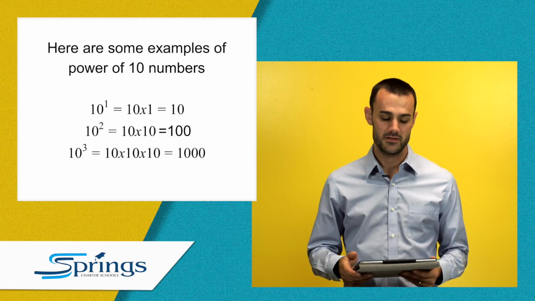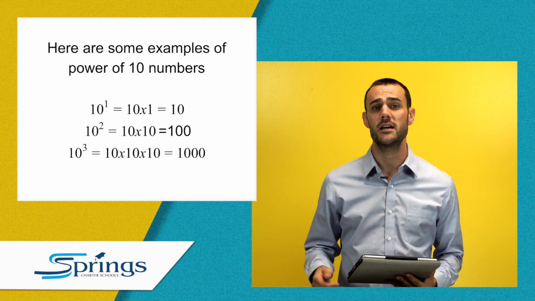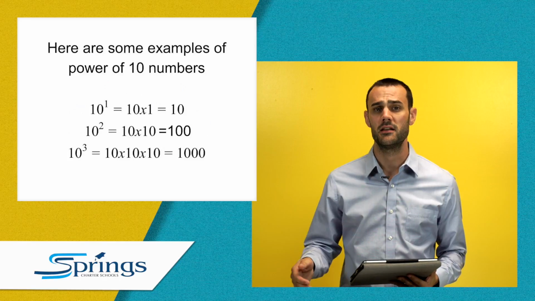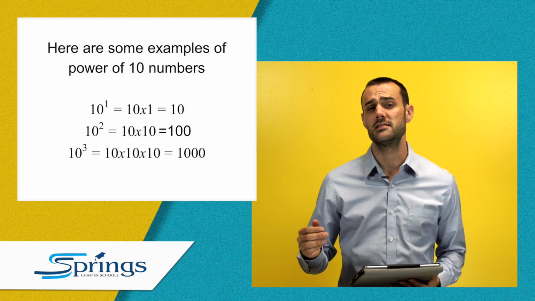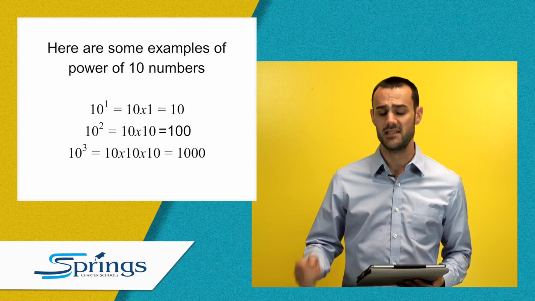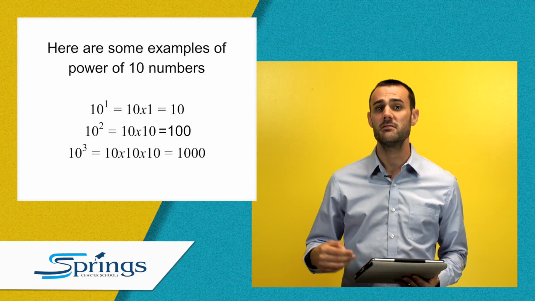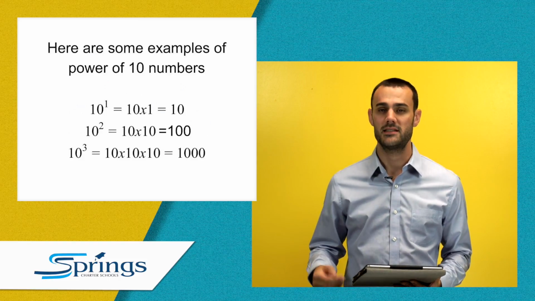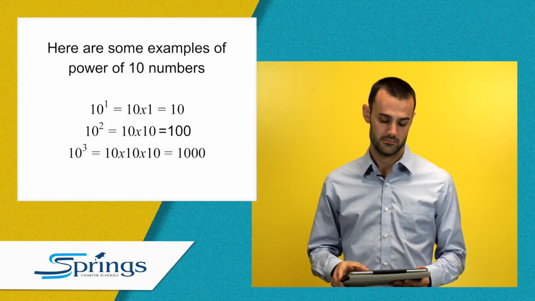Here are some examples of powers of 10. 10 raised to the first power is equal to 10 times 1, which we all know is equal to 10. 10 raised to the second power is equal to 10 times 10, which is equal to 100. And last for my examples, 10 raised to the third power is 10 times 10 times 10, which is equal to 1,000.